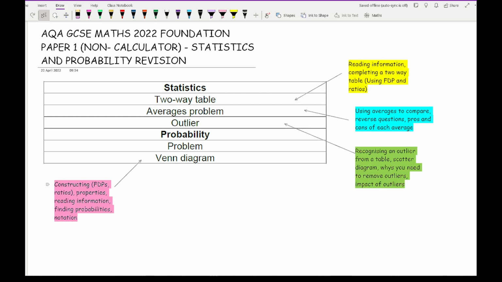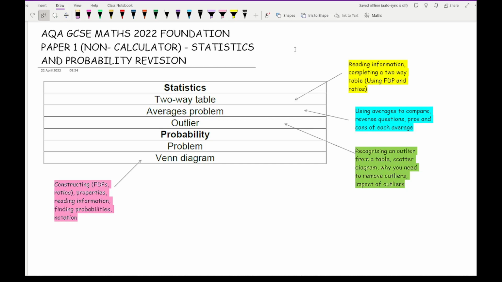When it comes to outliers, there's no need in the syllabus of actually calculating the outlier. That's more GCSE statistics. Here it's going to be more a case of recognizing an outlier from a table of information or a scatter diagram, and why you need to remove outliers, because it affects the averages and can massively skew your average results.